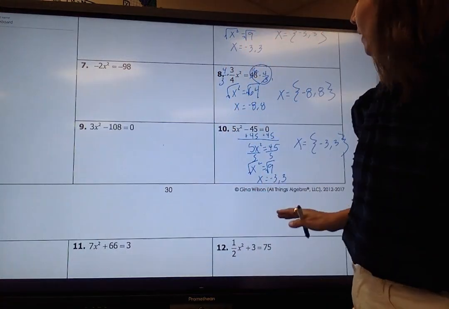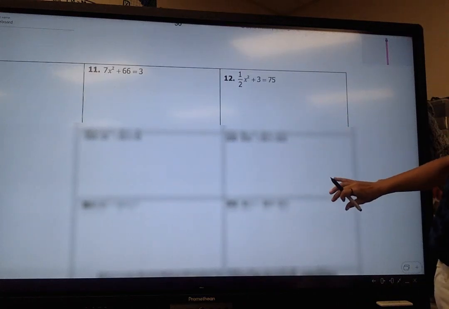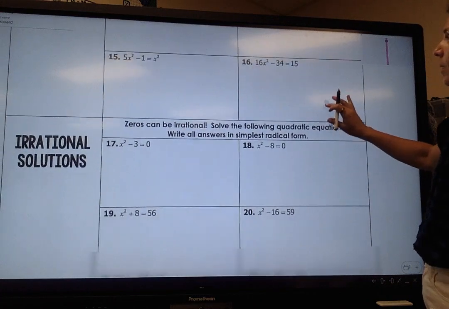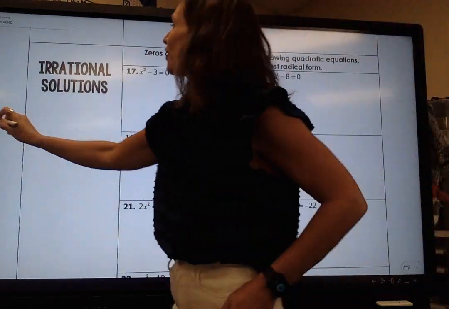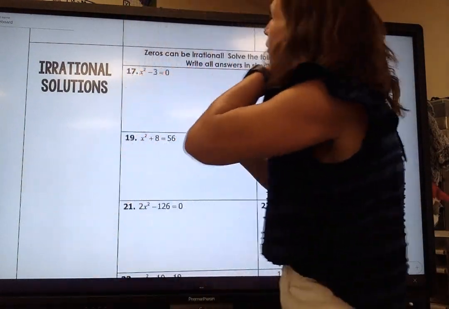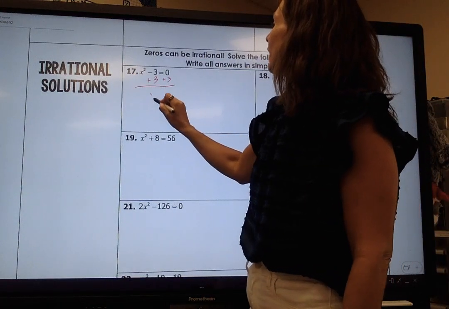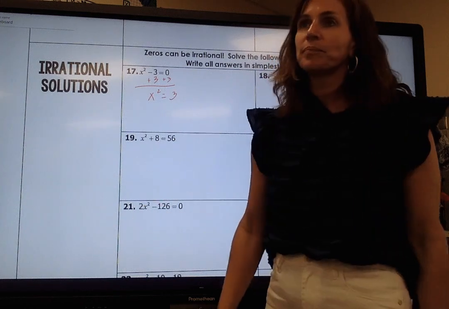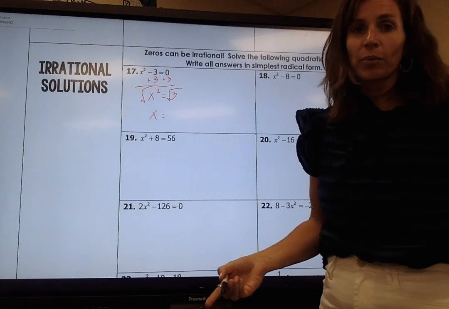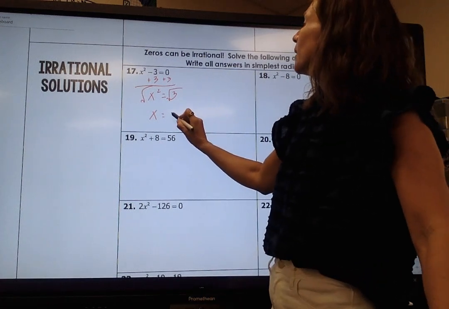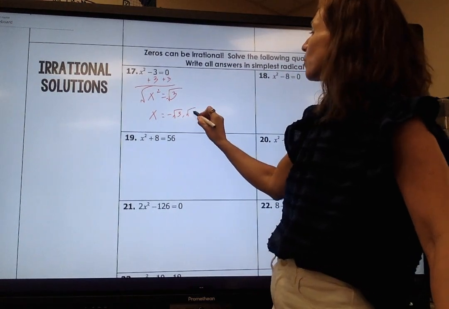That's it. Now let's take a look at what happens when my numbers don't come out so nice looking and they come out as irrational solutions. Not a big deal because we did this skill last year. So if you look at number 17, I still want to get x squared by itself, and I get x squared equals 3. I still take the square root, and now I just have this irrational number. So you have to remember that it can be negative square root of 3, because I can't simplify it, and positive square root of 3.